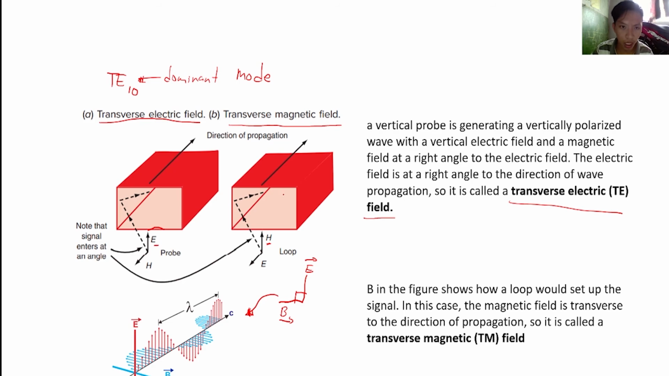Figure B, which is this one, shows how a loop would set up the signal. In this case, the magnetic field is transverse to the direction of propagation, so it is called a transverse magnetic field.